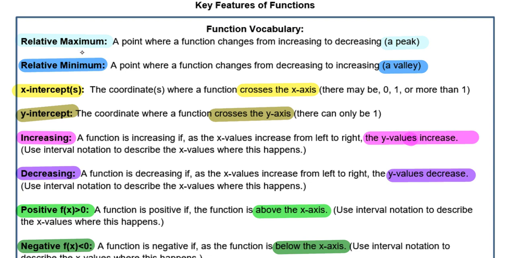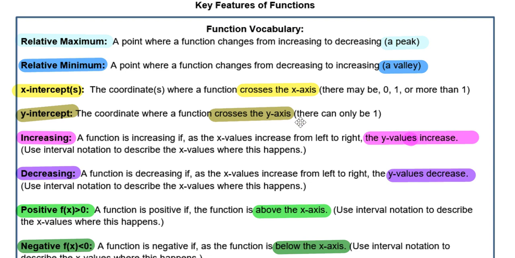Relative maximum, make common sense out of this. Maximum means the highest point, like a peak. Minimum, lowest point would be a valley. Smallest value, maximum is highest value. X-intercept, that's where the graph crosses the x-axis. A y-intercept is where the graph crosses the y-axis.